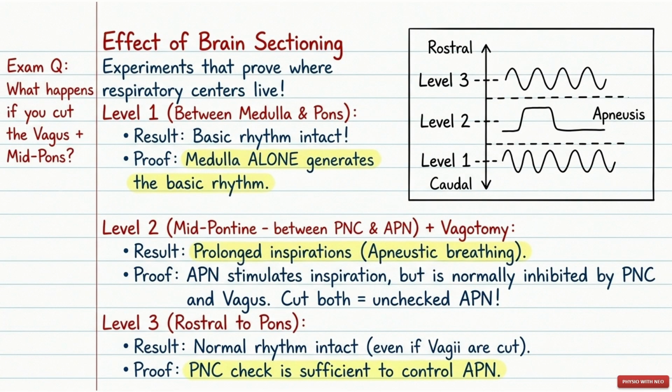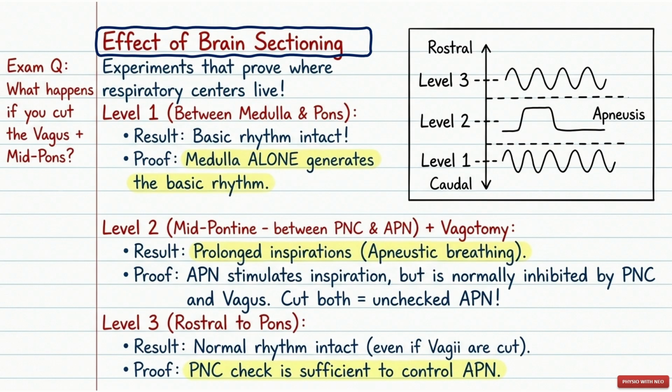To conclude the answer, we are going to write about the applied aspect. For the applied aspect, we are going to write 2 important points. First, the effect of brain sectioning, and second, the Ondine curse. First, the effect of brain sectioning. This is the experiment that proves where the respiratory center lives. What happens if we cut the vagus nerve and take a section in the mid-pons?